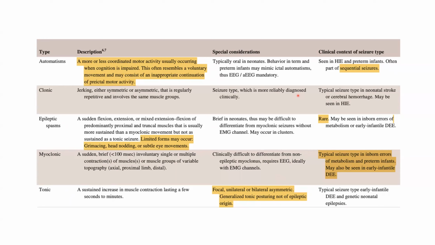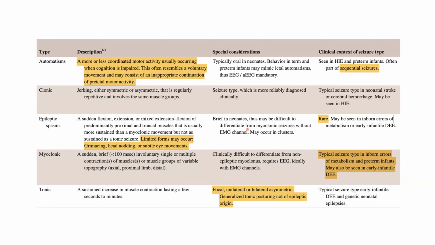Epileptic spasms are sudden flexions or extensions or mixed activities of the proximal and truncal muscles that are usually more sustained than a myoclonic seizure. Myoclonus is very brief, a spasm is a little prolonged, but not so prolonged as a tonic seizure, right? So they can be mild forms of spasms, including grimacing, head nodding, or subtle eye movements as well. These are brief in neonates, hence it is important to differentiate them from myoclonic seizures. But as a group, they are rare in neonates. You will see more myoclonus in neonates than epileptic spasms, right?